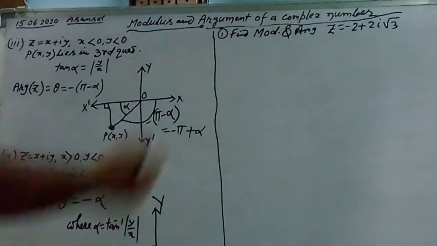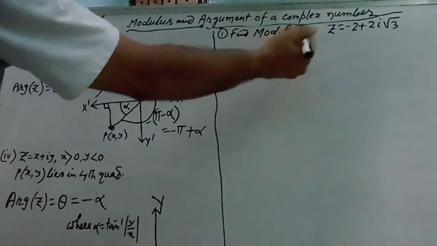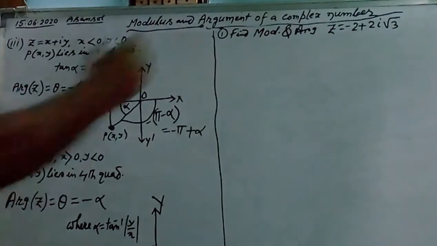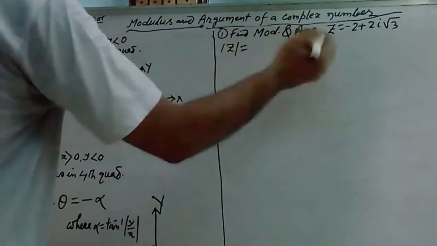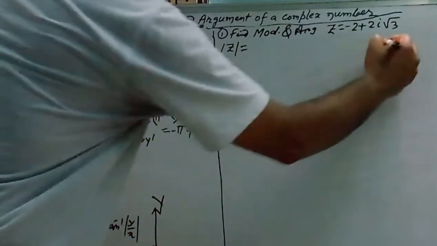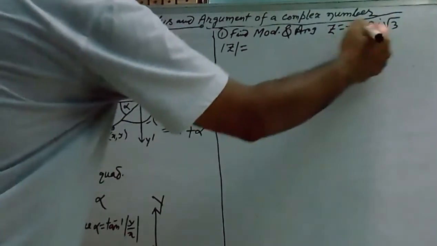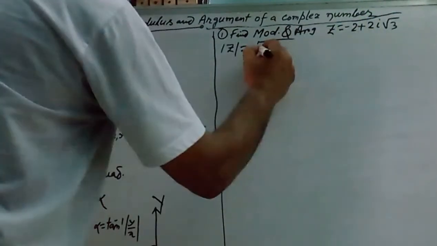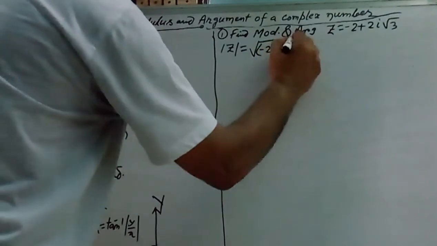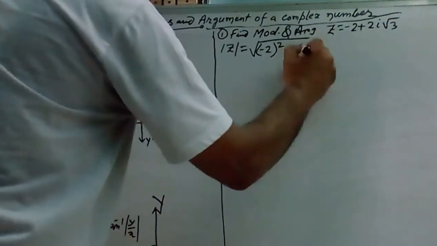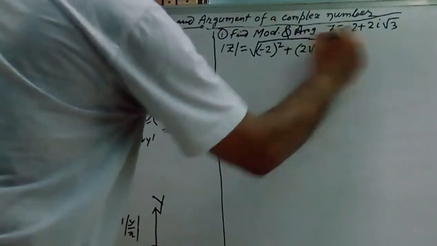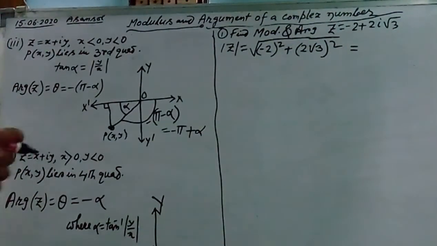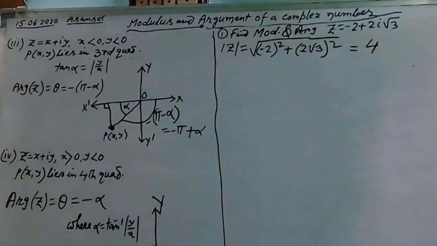Now let us come to some questions. Suppose the question is given: find the modulus and argument of z is equal to minus 2 plus 2 root 3 i. We know that if z is in the form x plus iy, then modulus z is equal to root over of x square plus y square. So x is minus 2, minus 2 square plus 2 root 3 whole square, which is 4 plus 12, that is 16, square root 16 is 4. So modulus z is equal to 4.